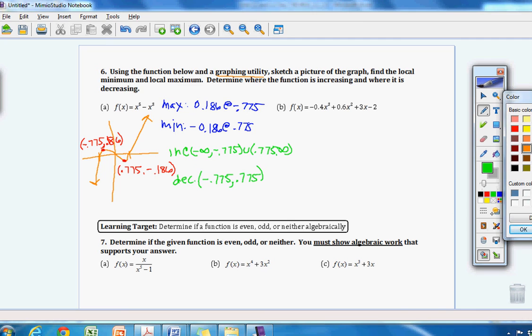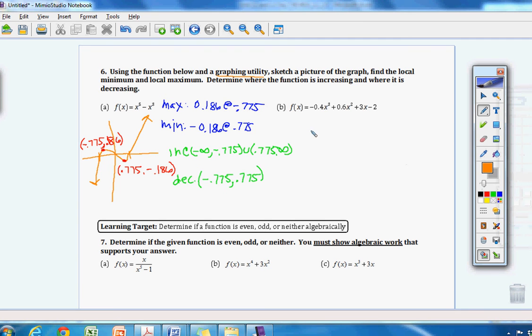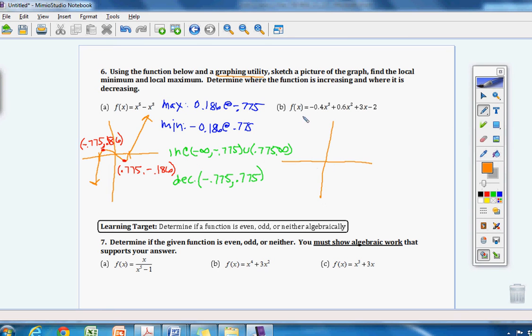Okay. And then over here, for number 6b, our graph is going to be similar, but we're going to kind of flip this. So now we have, oh gosh, something like this going on. Our minimum point over here is going to be negative 1.16.